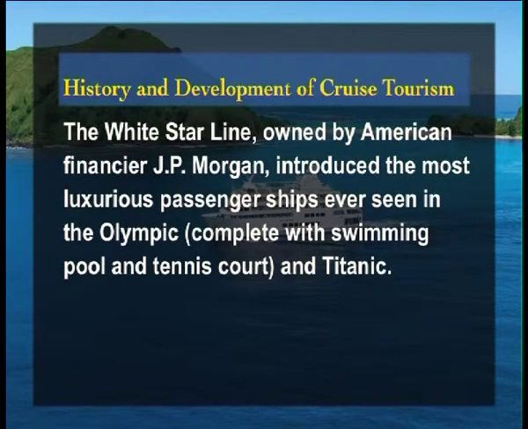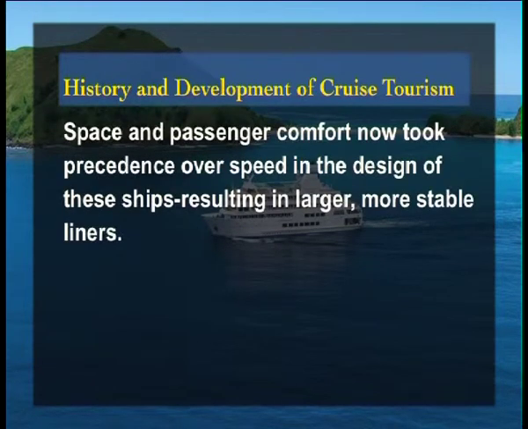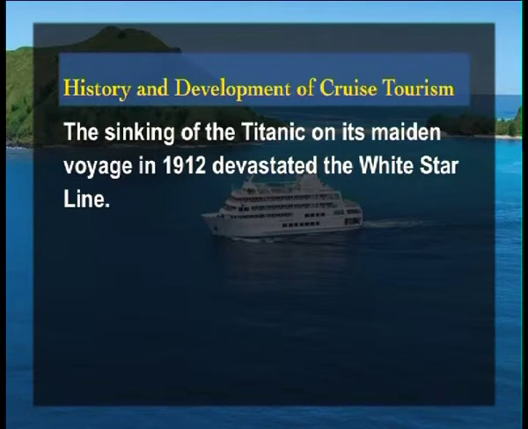The White Star Line, owned by American financier J.P. Morgan, introduced the most luxurious passenger ships ever seen in the Olympic, complete with swimming pool and tennis court, and Titanic. Space and passenger comfort now took precedence over speed in the design of these ships, resulting in larger, more stable liners. The sinking of the Titanic on its maiden voyage in 1912 devastated the White Star Line.